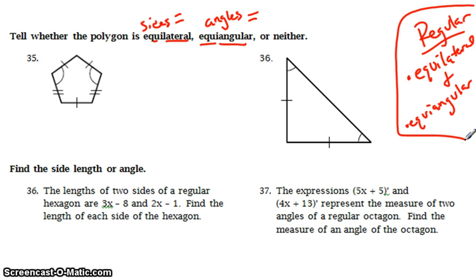Well, looking at number 35, I'm going to pay special attention to the tick marks. I noticed that this and this and this, those sides are the same, but this side and this side is different. So most definitely, this is not equilateral.